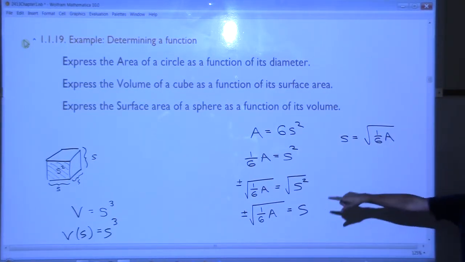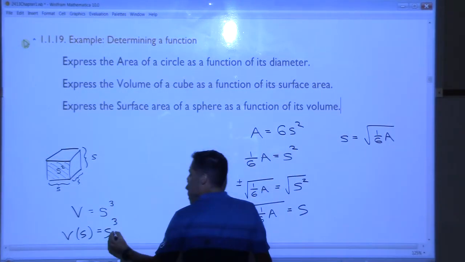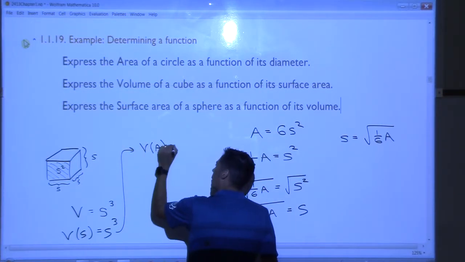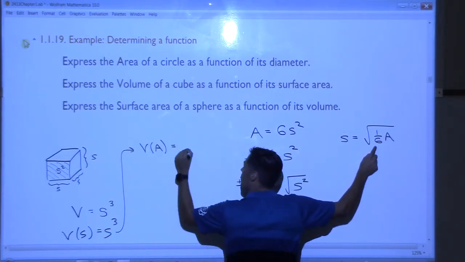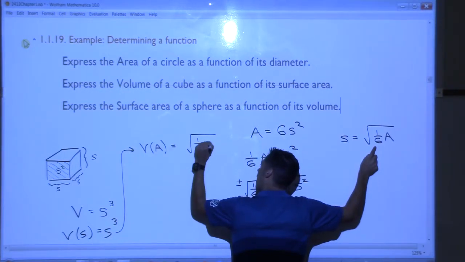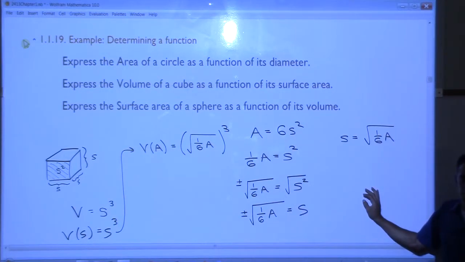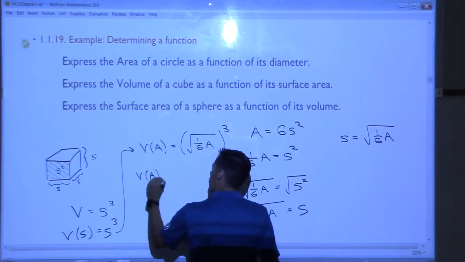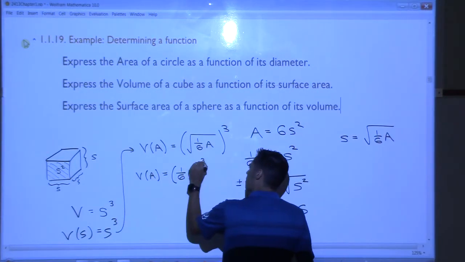All right, now we go back over here and we replace our s with this, right? Okay, so let's do that. Continuing here, our volume is now going to be a function of a, and it's going to be this thing, right? What s is, the square root of 1/6 a, all raised to the third power. And that's fine. I mean, that's correct, but I'm going to go a little bit further. The volume as a function of a is 1/6 a to the 3/2.